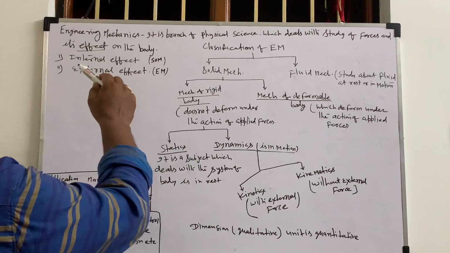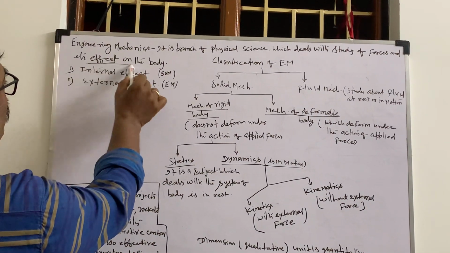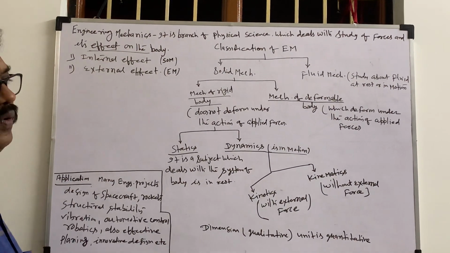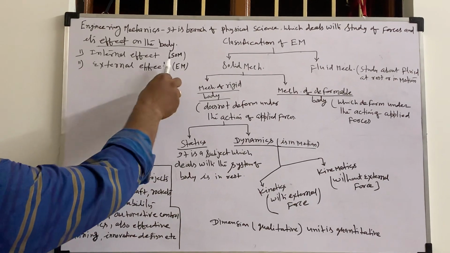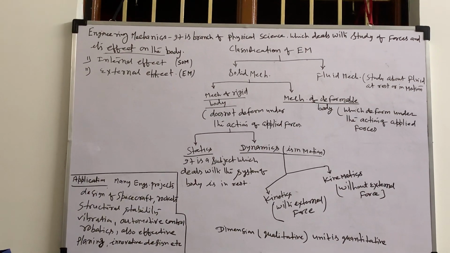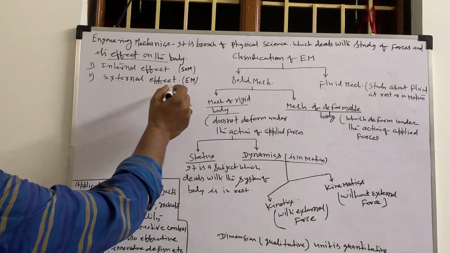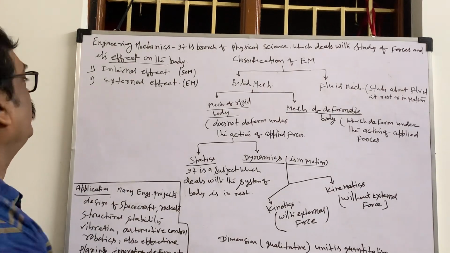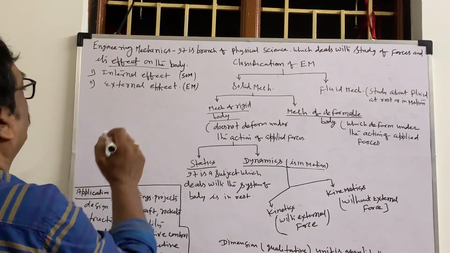Now you see, effect meaning what? It's the effect on the body. Two types of effect will be there on the body: internal effect and external effect. Internal effect we will study in SOM, strength of material. External effect will be studied in engineering mechanics. First you are going to see what is the external effect.